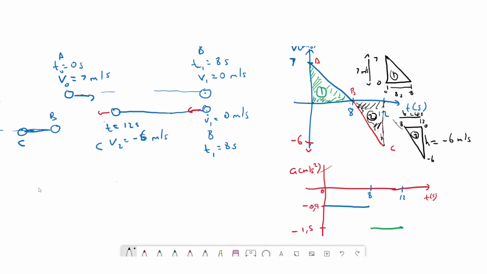If I want to find the displacement from A to B, I have to find the area under triangle 1, which is half base times height. So that is half, the base is 8 seconds, multiplied by the height. The height is 7 meters per second. Remember, it's 7 meters per second. Let me write it in a way that you will always understand. The seconds cancel.